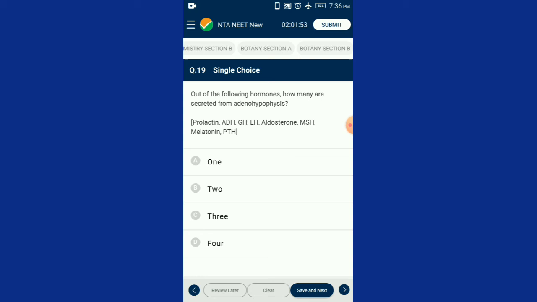From the above given list, there are four of them: prolactin, growth hormone, LH and MSH. Are four hormones which are secreted from the adenohypophysis. So the answer is option D.